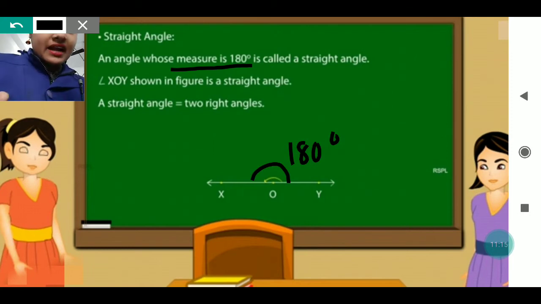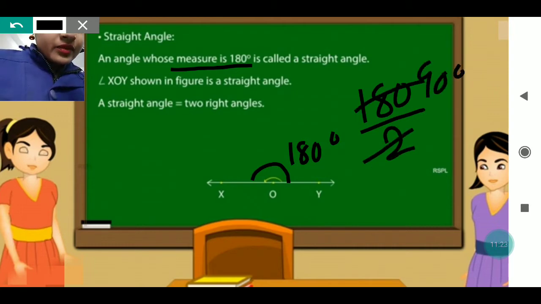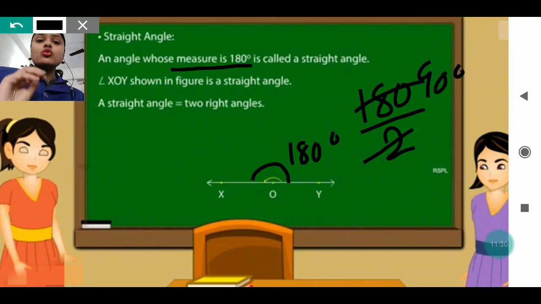Suppose it is a 180 degree angle. You divide it by 2, you will get 90 degrees. Two 90-degree angles: a straight angle is equal to two right angles. Two right angles make one straight angle.